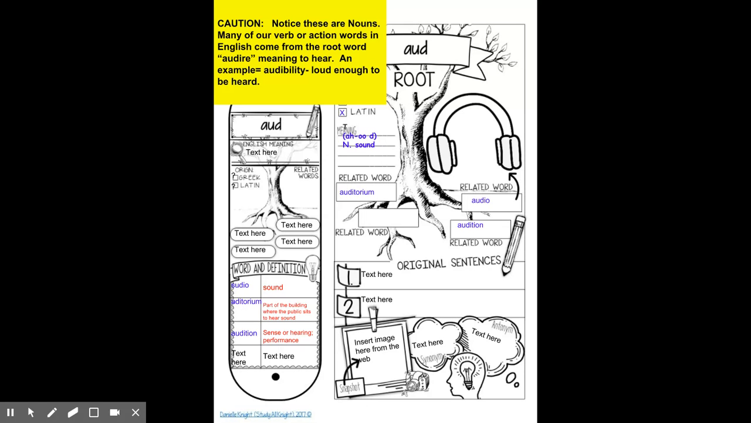Okay. The root word, we use this a lot in English, and aud means sound. The noun form means sound. So we get words like auditorium, which, if I said go to the auditorium, you would know that it's the part of the building where you would go sit and listen to something. You would hear sound, maybe a speaker, maybe a concert, but nonetheless, it's an auditorium.